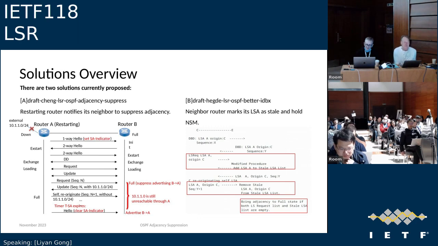We all know that there are currently two different solutions to address the same problem. Here we call them solution A and solution B for short. The general idea of solution A is that the restarting router notifies its neighbor to suppress advertising adjacency within the suppression time range, so the black hole can be avoided. For solution B, the general idea is that the neighbor router marks the LSA as stale and holds the neighbor state machine, bringing the adjacency to full state only if the LS request list and the stale LSA list are both empty.